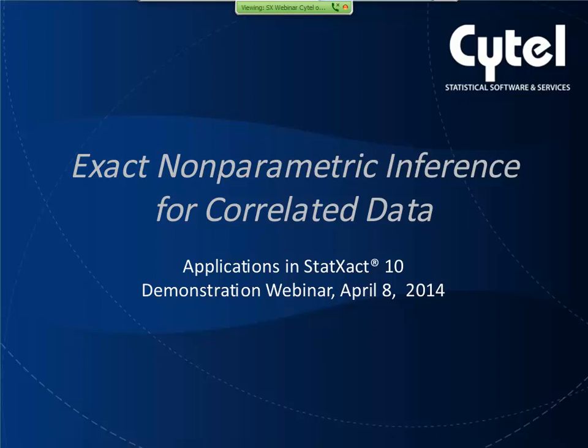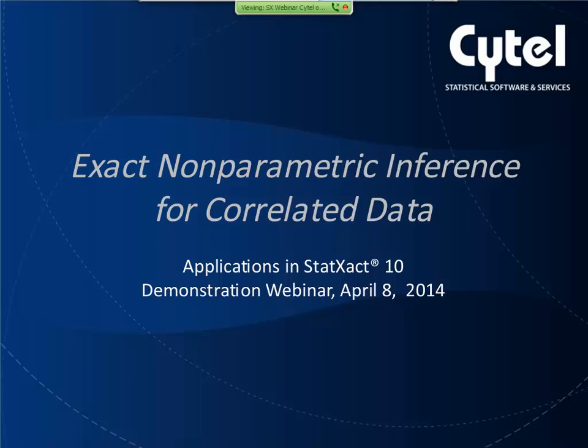And Chris, if I could add, the latest versions of both StatXact and LogXact, version 10, have the built-in capability to run R scripts that you may have. So you can use your R scripts in conjunction with the StatXact and LogXact capabilities, effectively expanding and even customizing your use. Yeah, that's true. That would allow you to use some of these procedures within the R environment as well, to cross over.